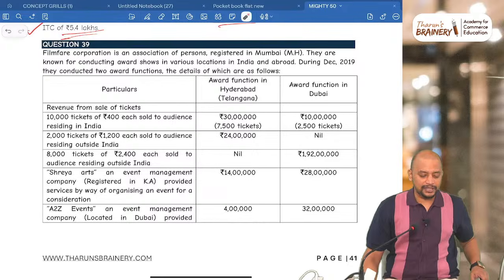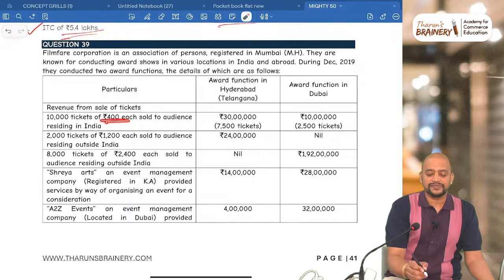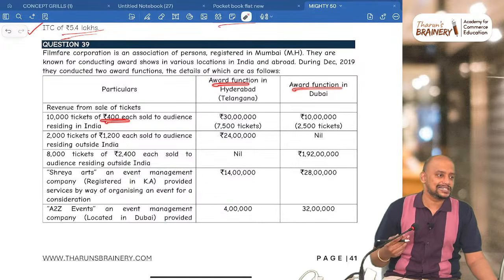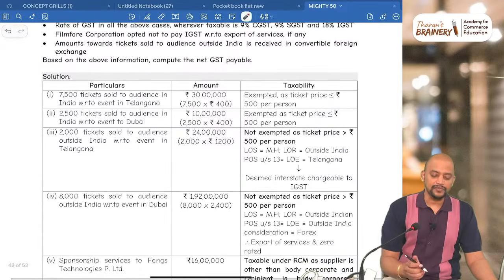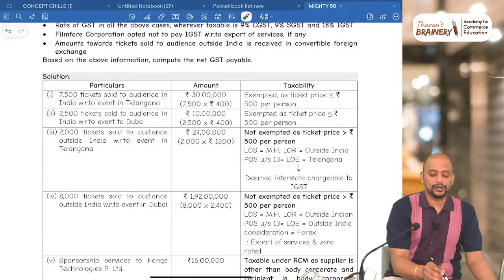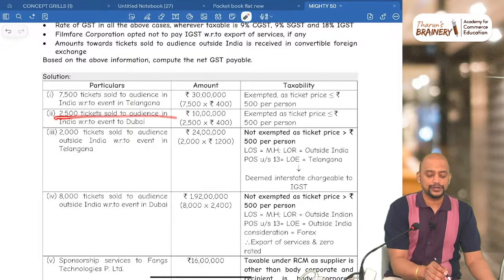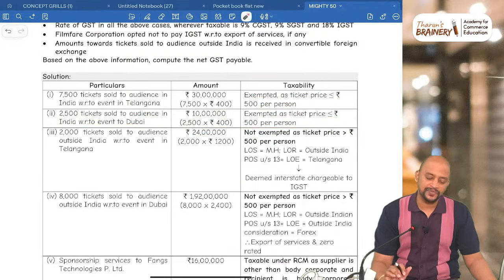Exempted, why? Ticket price not exceeding 500 rupees for an award function is exempted. Consequently, GST is not payable. So see the answer below. 7,500 tickets sold to audience in India with respect to the event in Telangana, as well as 2,500 tickets, both are exempted as the ticket price per person does not exceed 500. Next, second.